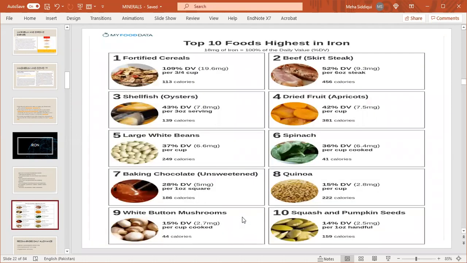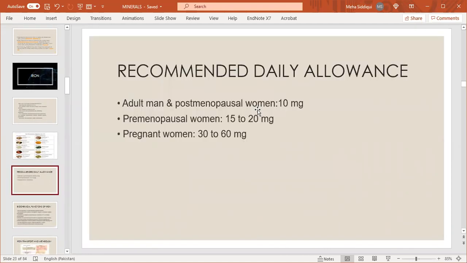These are the top 10 foods that are highest in iron content: fortified cereals, beef, shellfish, dried fruits, large white beans, spinach, baking chocolate, quinoa, white button mushrooms, squash, and pumpkin seeds. Recommended daily allowance in adult men and postmenopausal women is 10 milligrams. In premenopausal women, it is 15 to 20 milligrams, and in pregnant women, it is 30 to 60 milligrams.